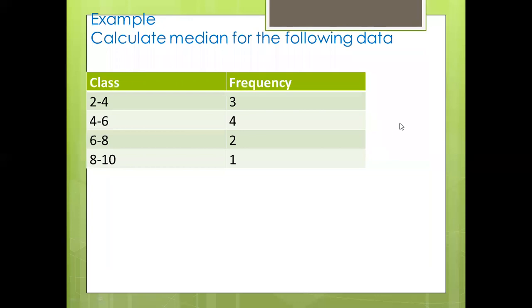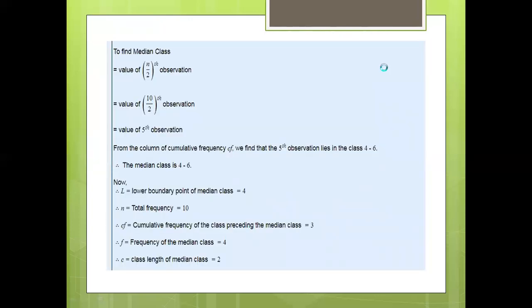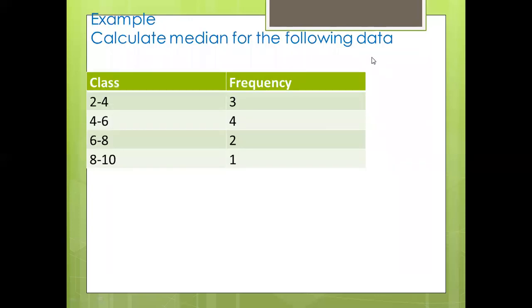Okay, here is the cumulative frequency. Cumulative frequency is what? It is 3. Then 3 plus 4 is 7. 7 plus 2 is 9. And 9 plus 1 is 10.